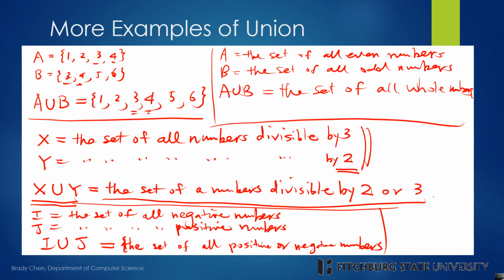negative numbers. Okay. You cannot say it's the set of all whole numbers, because if you want to claim the set contains all whole numbers, you have to include 0. But I union J does not. This is a new set, but it does not contain 0. Or you can say I union J is the set of all non-zero whole numbers. That should be okay, right? It does not include 0.